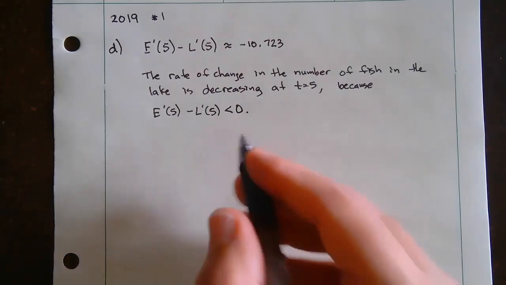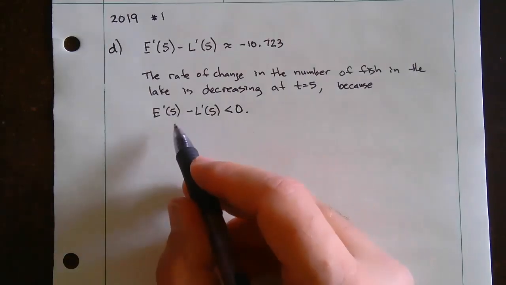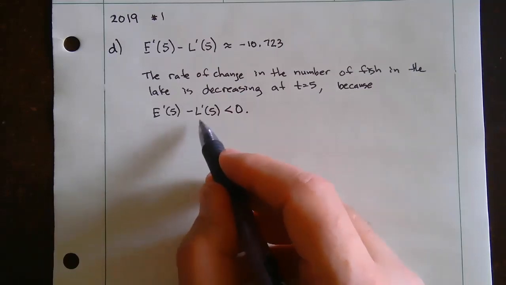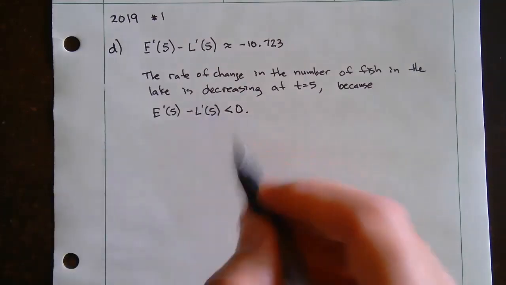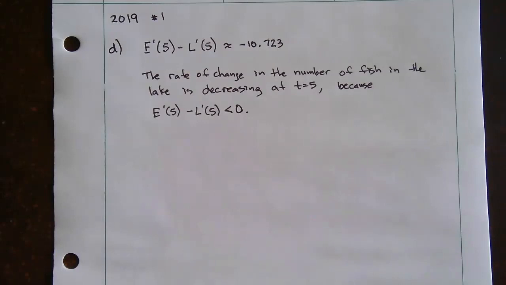All right, now you could actually lead with this, right? Because E prime of 5 minus L prime of 5 is less than 0, comma, the rate of change in the number of fish in the lake is decreasing at t equals 5. So you could write it that way too.